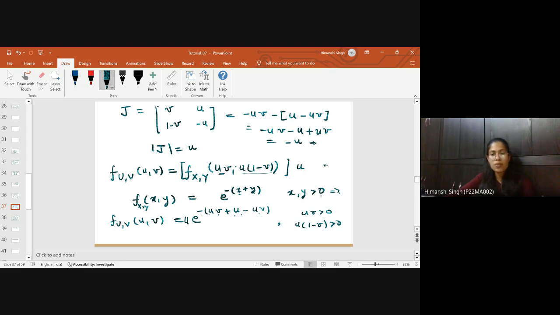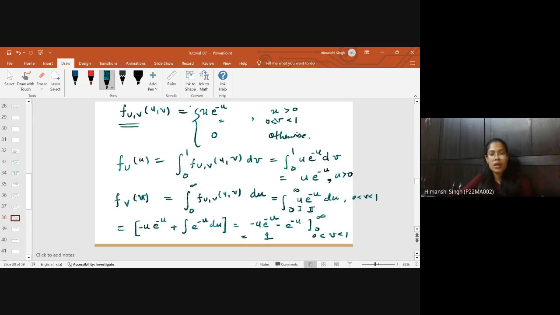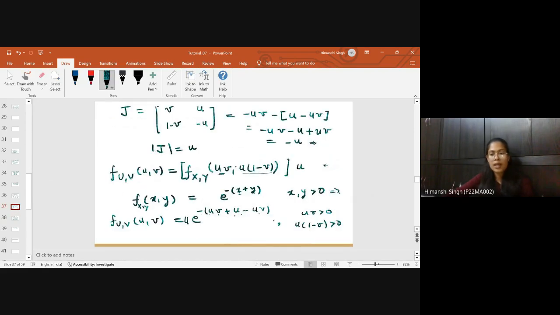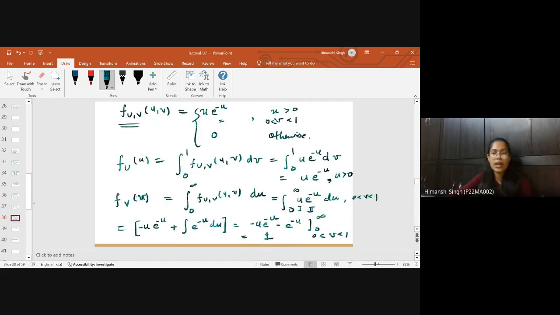Now, x and y should be greater than 0 for this joint density. So for our case, uv should be greater than 0 and u into (1 minus v) should be greater than 0. So the joint density will be of the form u into e to the power minus u. Now, I can say uv is greater than 0 since u and v are always greater than 0. But for u into (1 minus v) to be greater than 0, v should be less than 1, otherwise this quantity will be negative. So we have taken u to be greater than 0 and v to be between 0 and 1. This is the joint density, and it will be 0 otherwise.